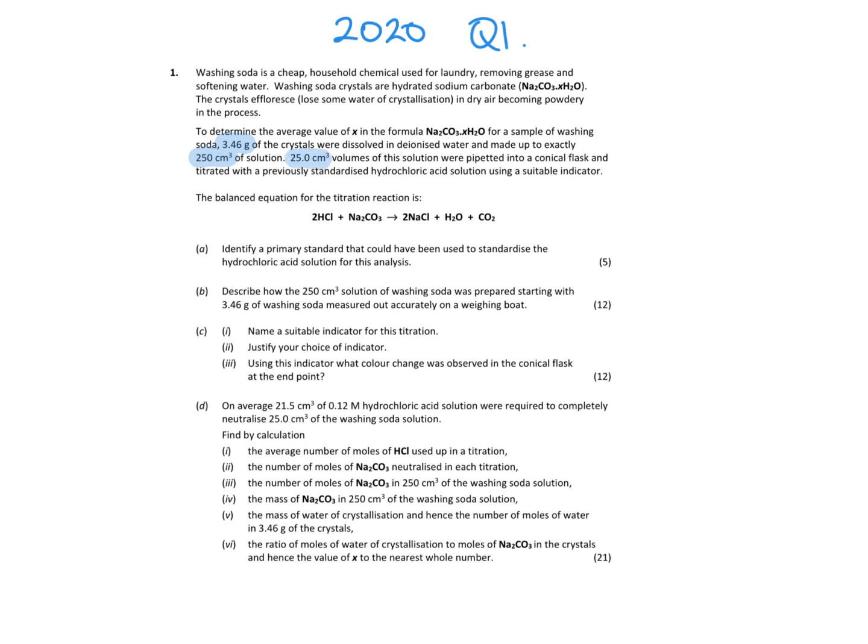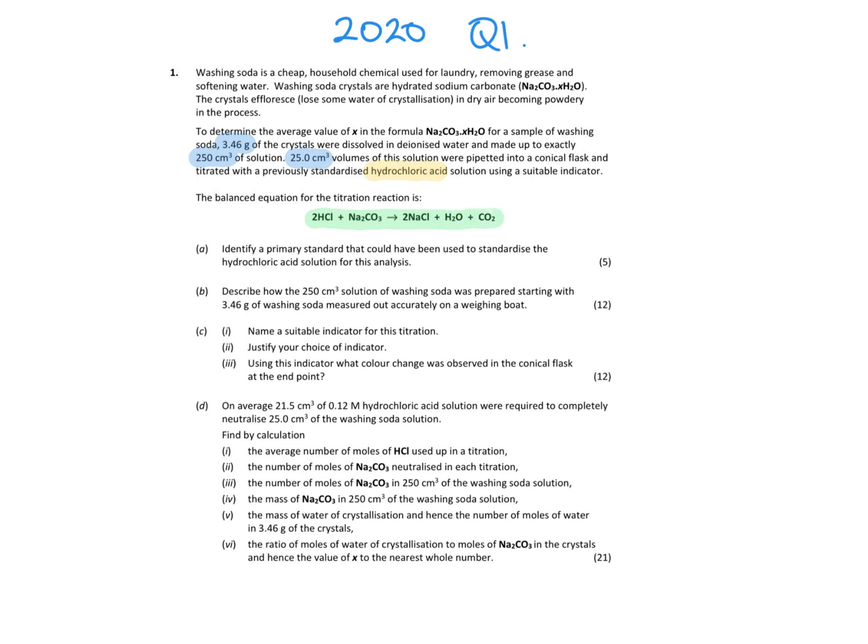25 centimeter cubed volumes of this solution were pipetted into a conical flask and titrated with a previously standardized solution of hydrochloric acid using a suitable indicator. And the balanced equation for the titration is as follows. So there we have our balanced equation there.